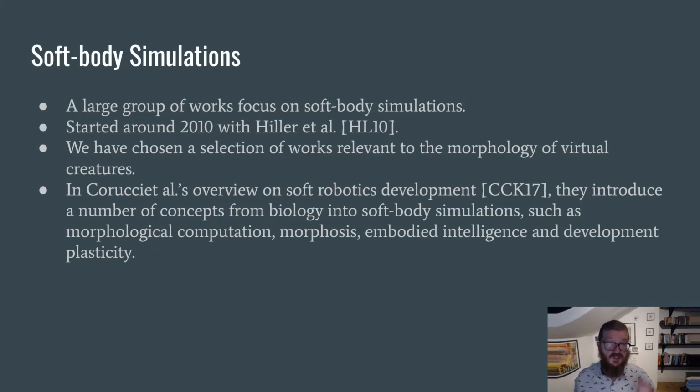Moving on to soft body simulations. A large group of works focus on soft body simulations. This started around 2010 with Hiller et al., though the research area has taken on a life of its own since then. We have chosen a selection of works relevant to the morphology of virtual creatures. In Coulter et al.'s overview on soft robotic developments, they introduce a number of concepts from biology into soft body simulations, such as morphological computation, morphosis, embodied intelligence, and developmental plasticity.